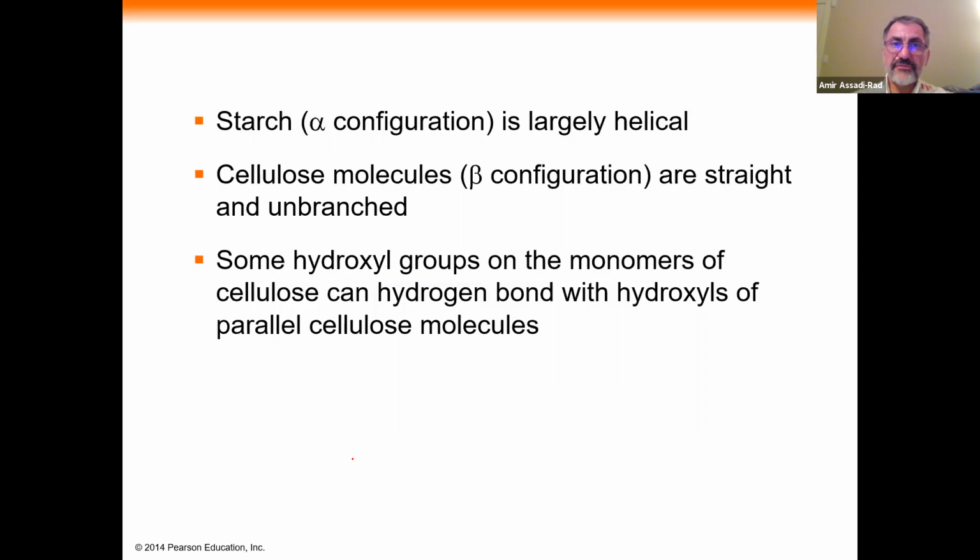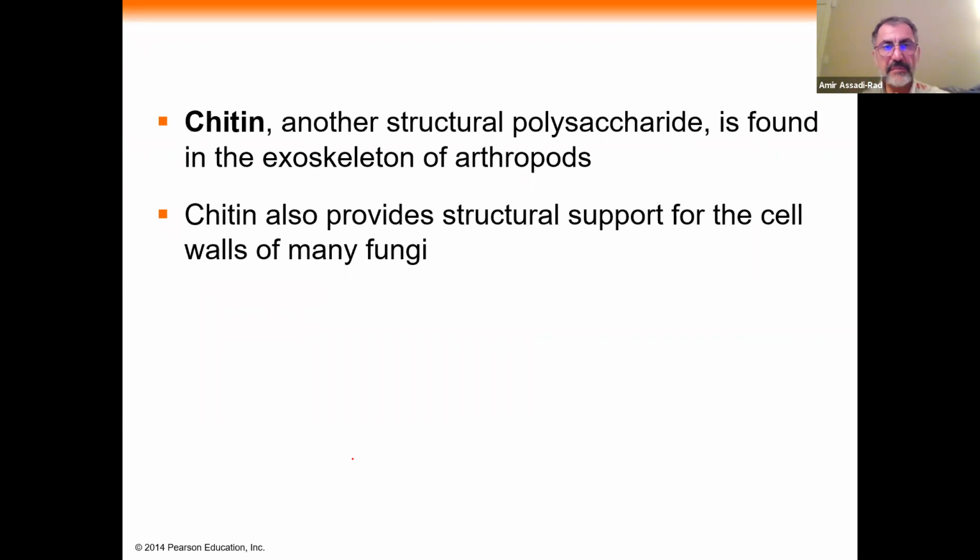So starch alpha configuration is largely helical. It means like a helix, twisted. And then beta cellulose configurations are usually straight, and they are not branched, okay? So some hydroxyl groups on the monomers of cellulose can hydrogen bond with hydroxyls of the parallel cellulose molecules. So it gives them strong fiber.